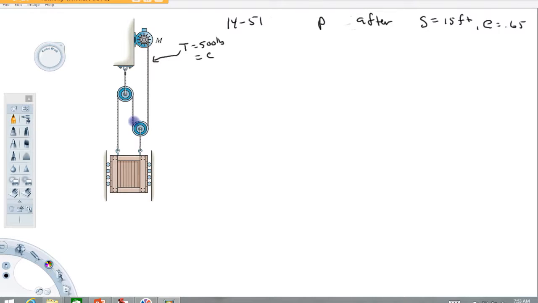fairly decently. And the question is asking for the power supplied to the motor, and it's important that we're talking about to the motor, and I'll talk about why later, after this load has been lifted a distance of 15 feet. All right, so again, I'll talk about the to the motor part and the efficiency later. For now, let's talk about the analysis.